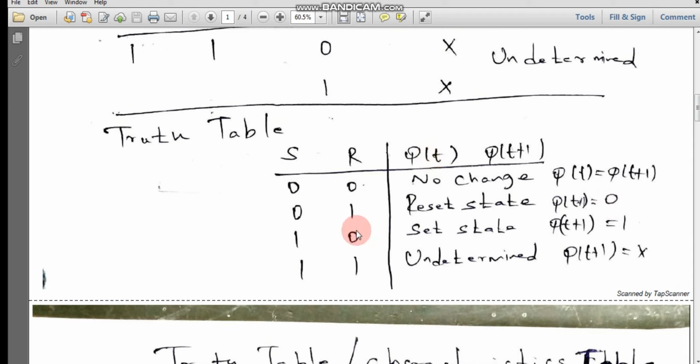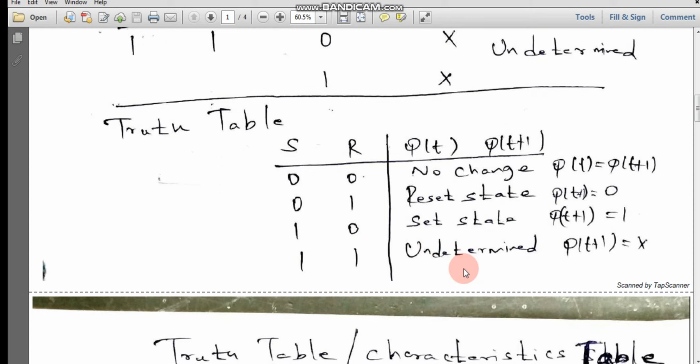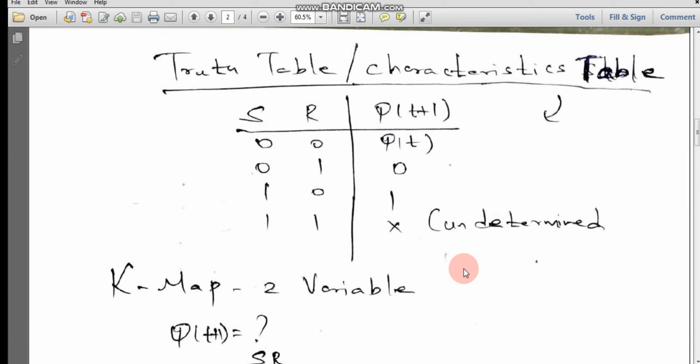Simply it can be set to 0. Whenever S is 1 and R is 0, it is the set state, Q of t plus 1 is equal to 1. Whatever may be the Q of t value, whether it is 0 or 1, it should be set to 1. For 1 1, it is nothing but undetermined. So this is the characteristics table of the SR flip-flop.